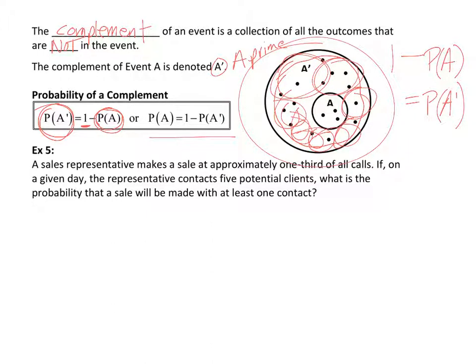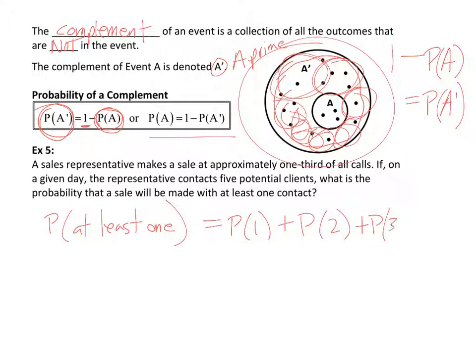A sales representative makes a sale at approximately 1/3 of all calls. If on a given day the representative contacts 5 potential clients, what is the probability that a sale will be made with at least one contact? Well, probability of at least one contact means I have to figure out the probability of 1 contact plus the probability of 2 contacts plus the probability of 3 contacts plus the probability of 4 contacts plus the probability of 5. All right, you have to figure out all those.